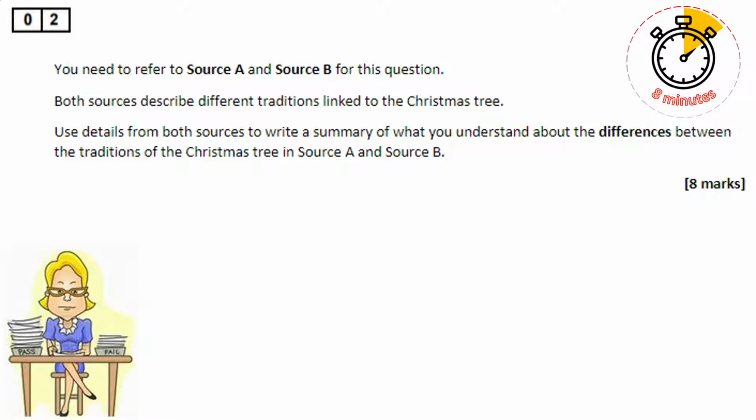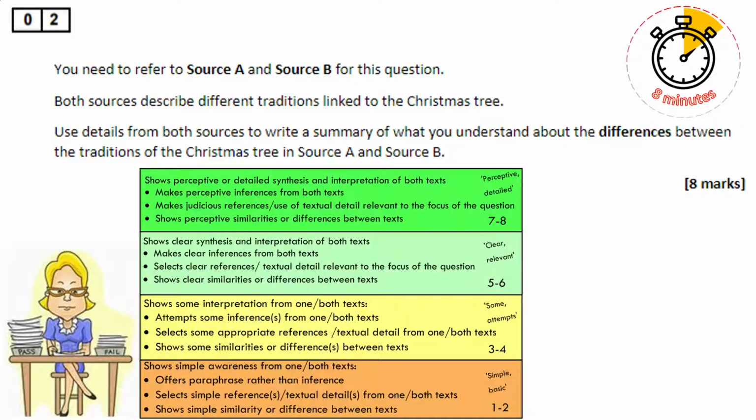Now you'll notice we've got the examiner sitting there in the bottom left-hand corner. And hopefully what you can see now is a summary of the mark scheme that examiner would apply to your answer. So if we just go straight to the top, aim high to get 7 or 8 out of 8, this is what the exam board want you to do. They want you to show perceptive or detailed synthesis and interpretation of both texts. They want you to make perceptive inferences from both texts. They want you to make judicious references, use of textual detail relevant to the focus of the question, and they want you to show perceptive similarities or differences between the texts.